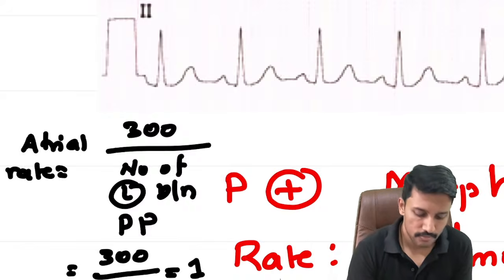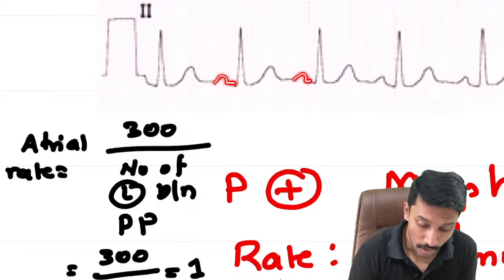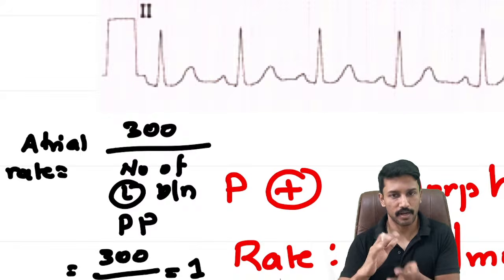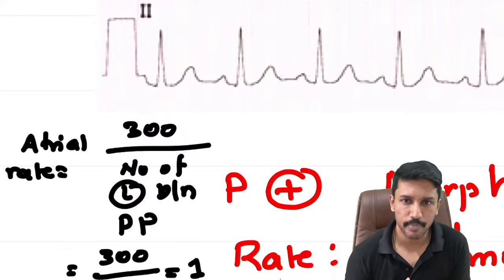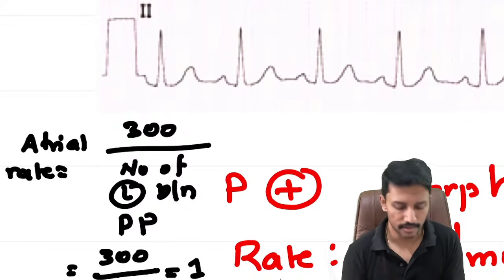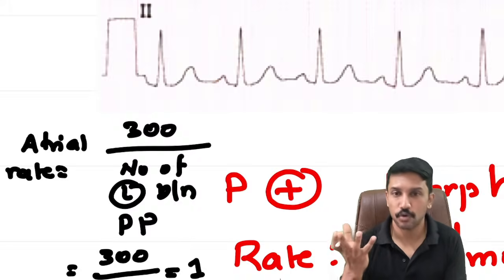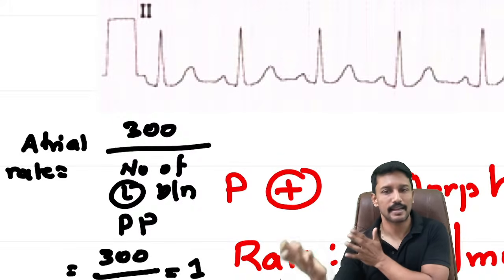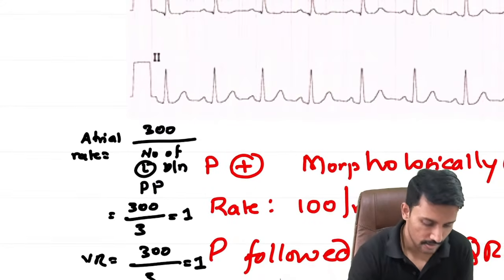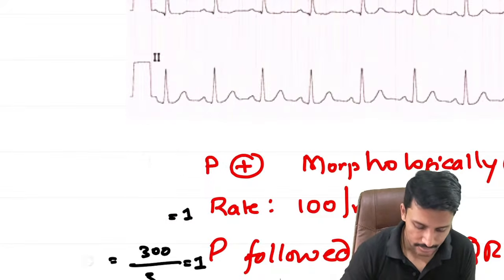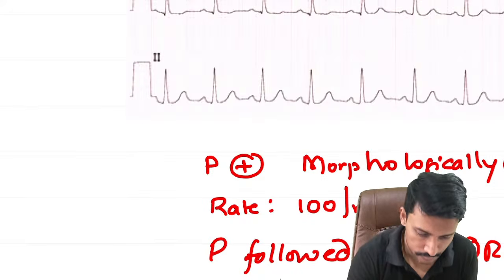Why? Because the P waves are clearly looking like normal P waves, right? They are upright in most leads except AVR. But in the same picture, if atrial rate is equal to ventricular rate but the P wave does not look morphologically normal, it is different looking, then I will call it focal atrial tachycardia. Let us take one more ECG example.